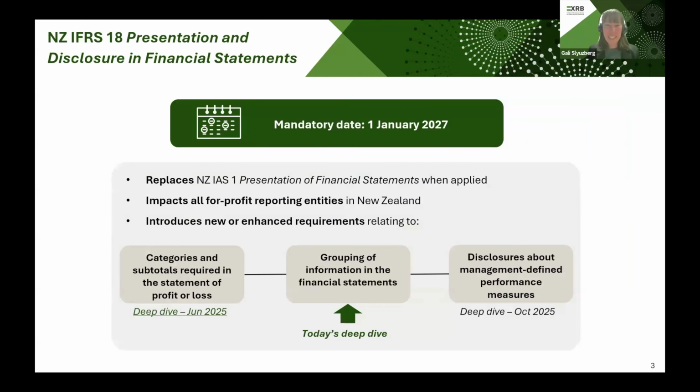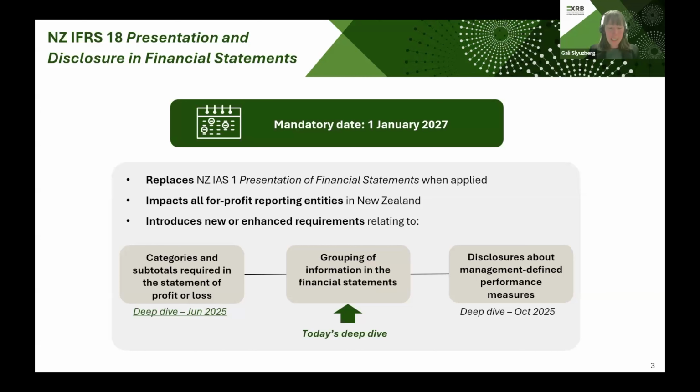Thanks, Michelle. Kia ora and hello, everyone. So let's start off by first taking a look at a few key facts about NZ IFRS 18. This standard is the New Zealand equivalent to the International Accounting Standards Board's IFRS 18. It replaces NZ IAS 1 Presentation of Financial Statements when applied from 1 January 2027. Early application is permitted for those who would like to early adopt. As NZ IFRS 18 is a general presentation and disclosure standard, all for-profit entities that apply our standards will be impacted. Later on, we'll talk about some of the disclosure concessions for Tier 2 for-profit entities.